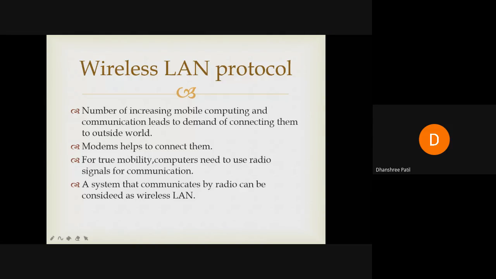So the next point is wireless LAN protocols. We know what is meant by the LAN, we know what is meant by the wireless LAN. Some protocols are specially designed for the wireless LAN, and that we are going to see in this particular point. There are two protocols exactly that we are going to see.